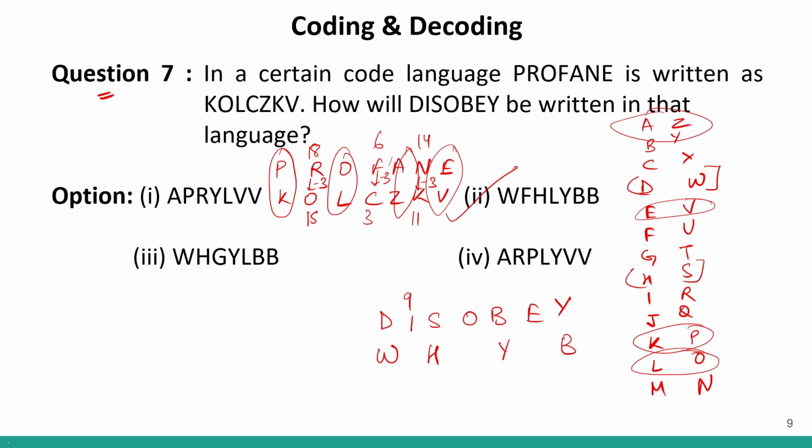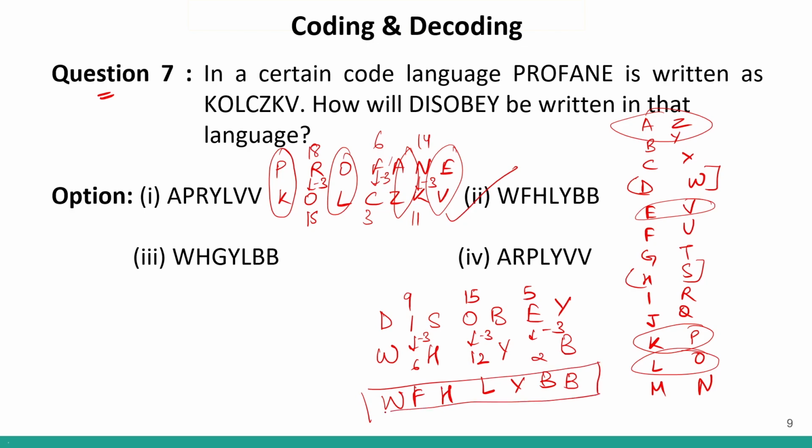For I, the forward rank is 19. For O, the forward rank is 15. And for E, the forward rank is 5. So now I will move 3 positions back in each case. So I will get 6, I will get 12 and I will get 2. 2 is B. 12, at 12th position, what do we have? At 12th position, we have L and at 6th position, we have F. So W, F, H, L, Y, B, B. This will be your code, which is given in option number 2. So this will be your answer to the question.